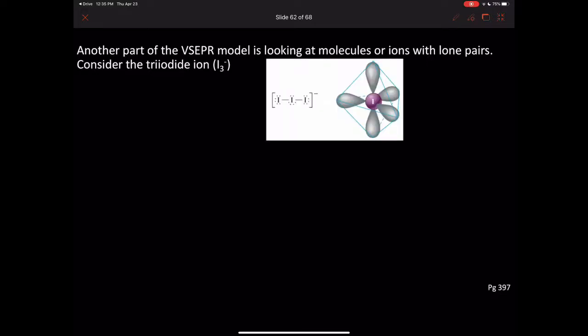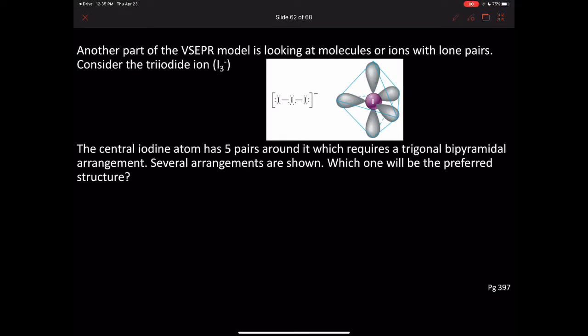Let's dive on in. So here's another part of the VSEPR model where we look at molecules or ions with lone pairs, like the triiodide ion. We're going to look at this shape where they've got all these lone pairs surrounding each of the atoms. The central iodine atom has 5 pairs around it, so it's broken that octet rule. But that means that it requires a trigonal bipyramidal arrangement.